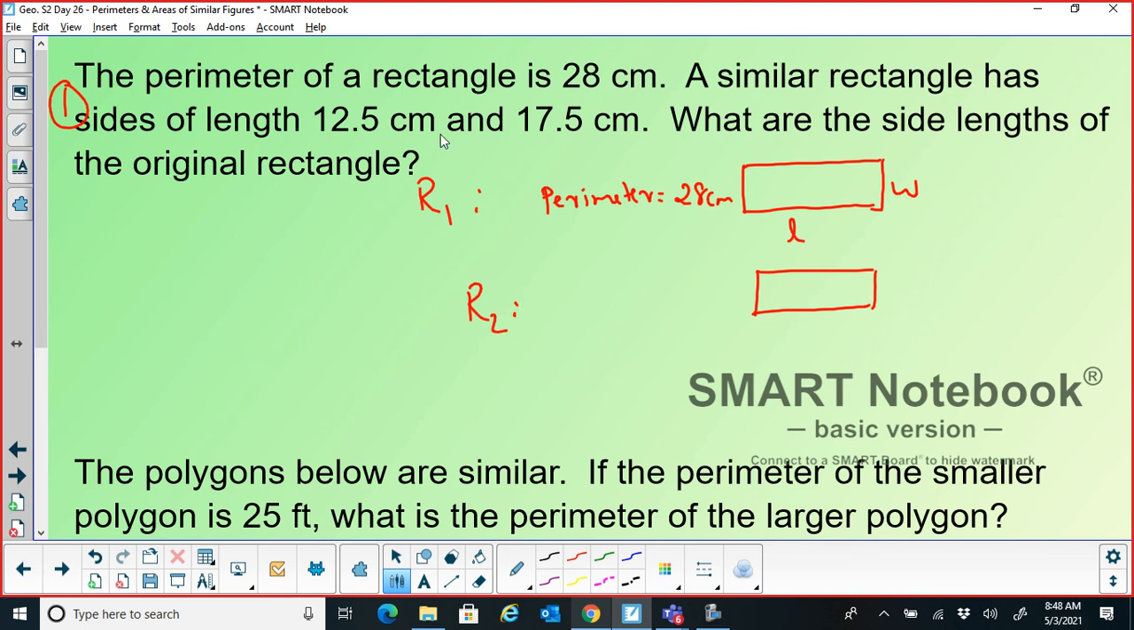They have given us the length 17.5 and the width 12.5, which means I can find the perimeter. The perimeter in this particular case equals 2 times L plus W, that is 2L plus 2W. So 17.5 plus 12.5 gives us 30, and 30 times 2 gives us 60. So the perimeter of the second rectangle is 60.